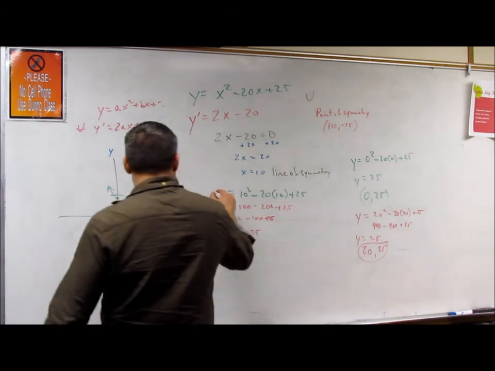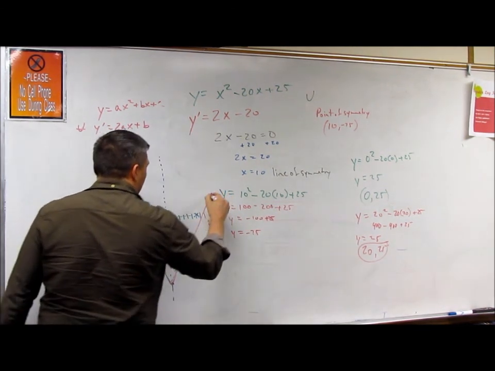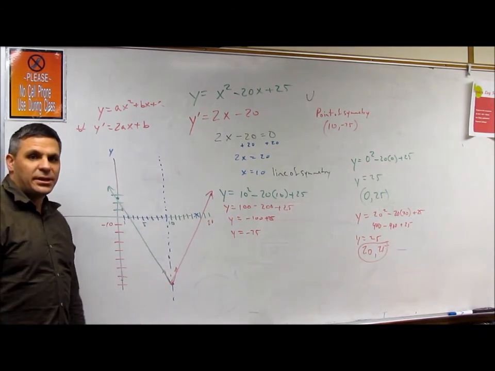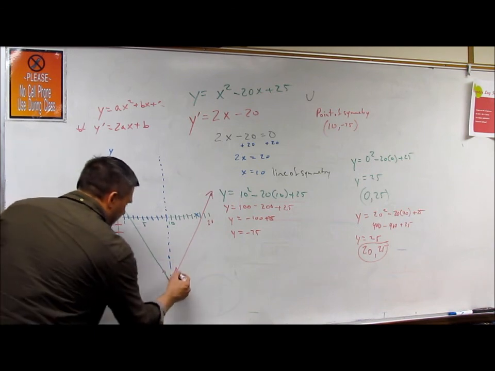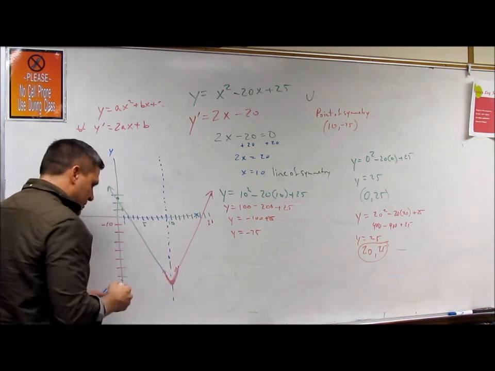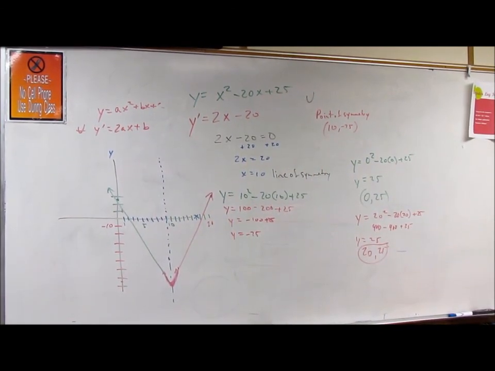So again, I do have this point. This is the other half of my equation. And there I go. I have my parabola. Remember, this isn't a V down here. This does curve. It's just easier to draw. That was pretty fast.